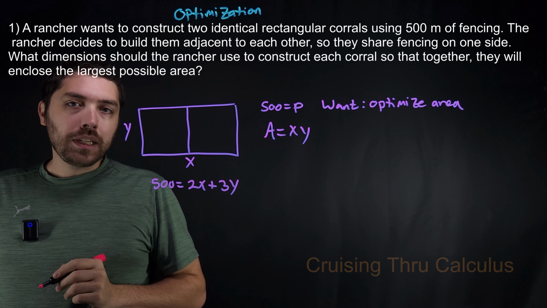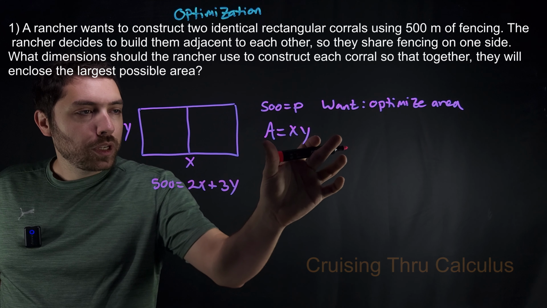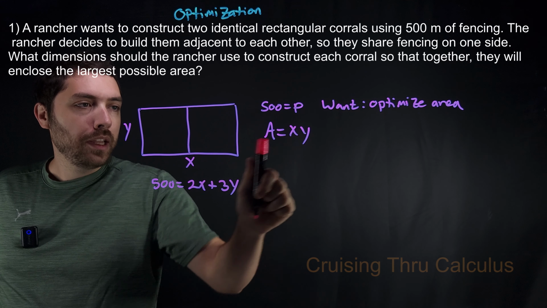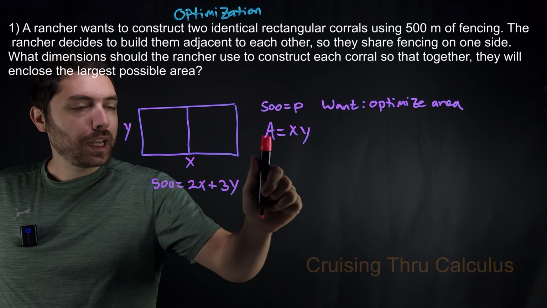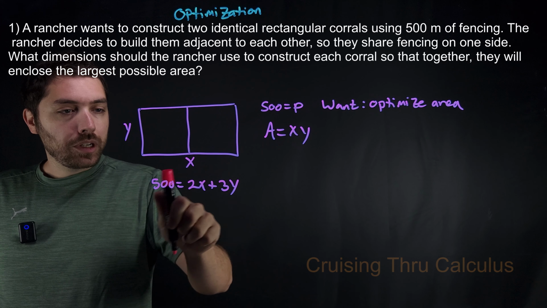Now, the reason why we need a secondary equation is because we want to get our primary equation to have a single independent variable. Right now we have x and y. I would like for this to be only x or only y. That way I can just find the derivative like I normally would. We can do that with our secondary equation here.